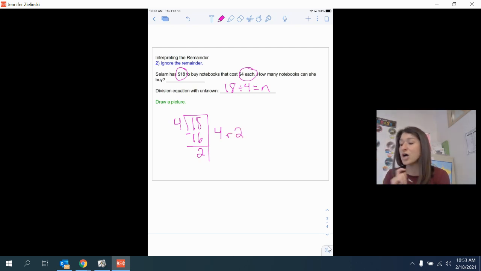Because we're talking about dollars, she cannot buy any more notebooks because she doesn't have enough money. This is an opportunity for us to ignore the remainder. She's going to have some change back, but she doesn't have enough to buy another one. So our answer is she's only able to buy 4 notebooks.